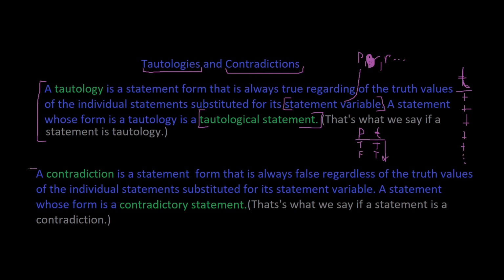Right here we're going to have a contradiction. That's our next big thing. A contradiction is a statement form that is always false regardless of the truth values of the individual statements substituted for its statement variables. Just like earlier, we remember what our statement variables are: P's, Q's, and R's. Those are the components for our statements. Let's say we substitute for Q, and we're going to have a truth table, and it's going to say P in lowercase c.